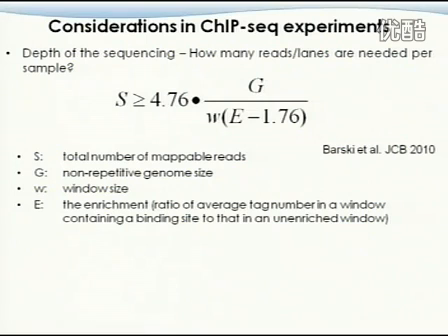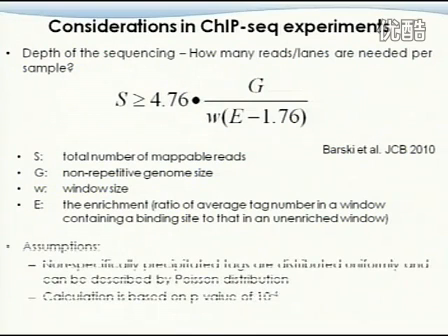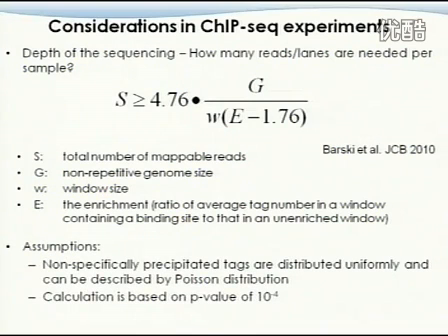So this equation, once I put it here, it becomes pretty easy to look at, but they spent a lot of effort to derive it, with a couple of assumptions. The first assumption is non-specifically precipitated tags are distributed uniformly and can be described by a Poisson distribution. That's one of the assumptions.